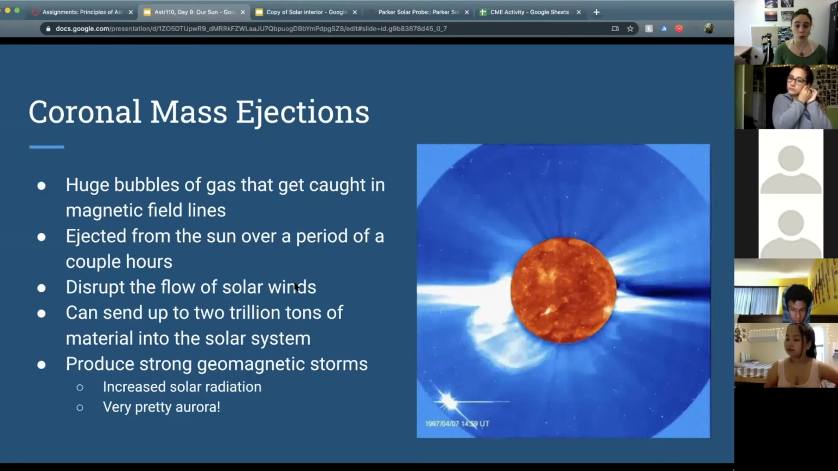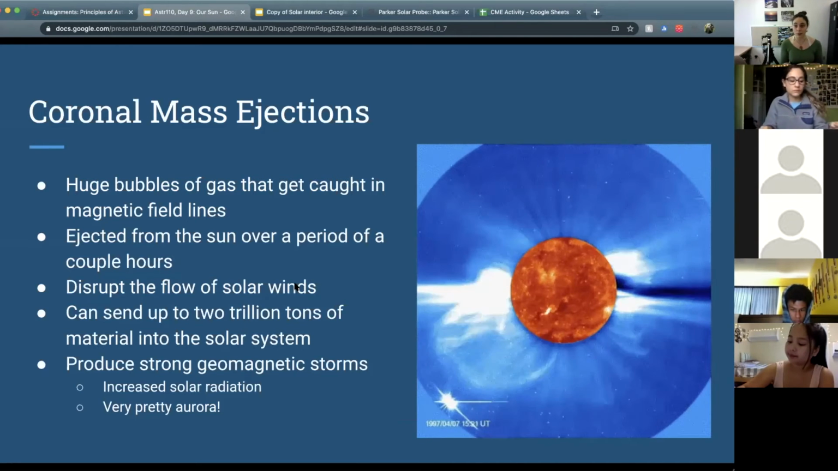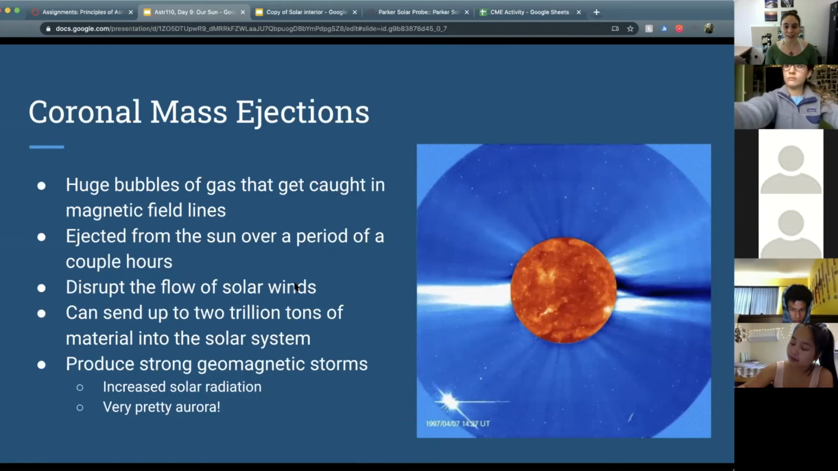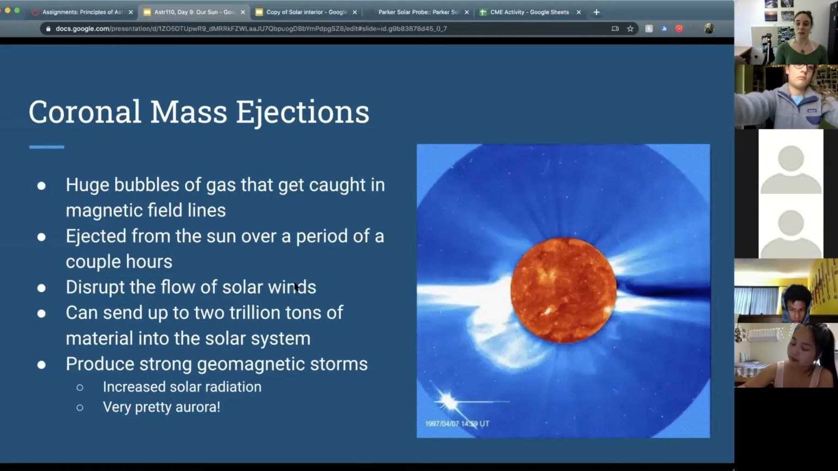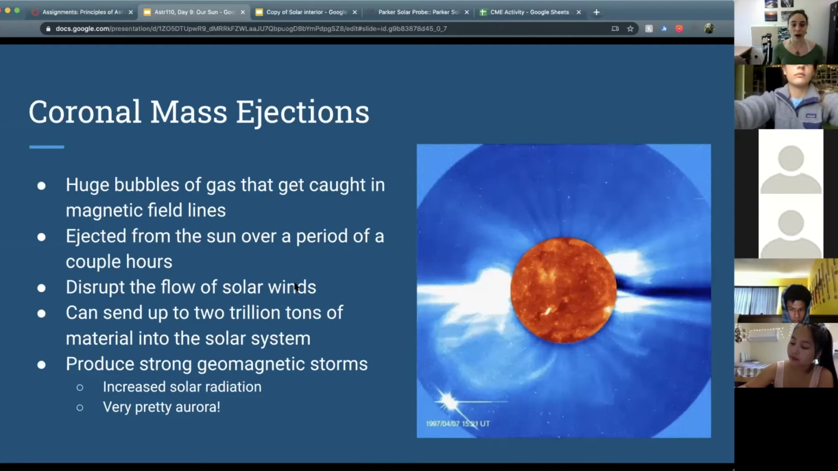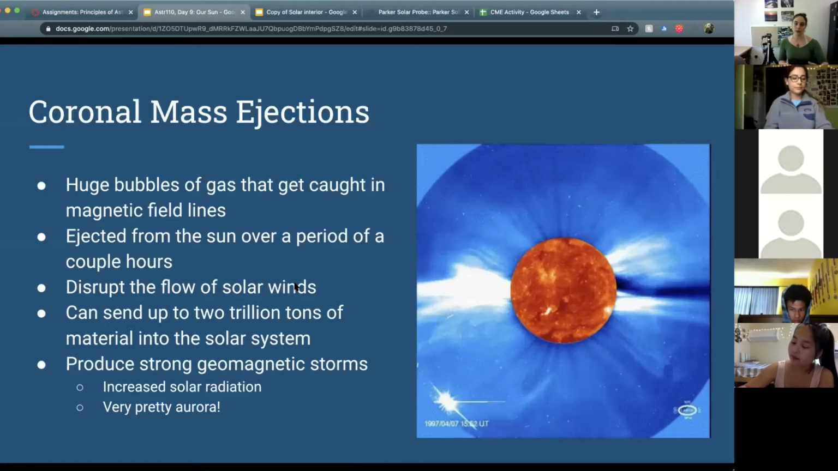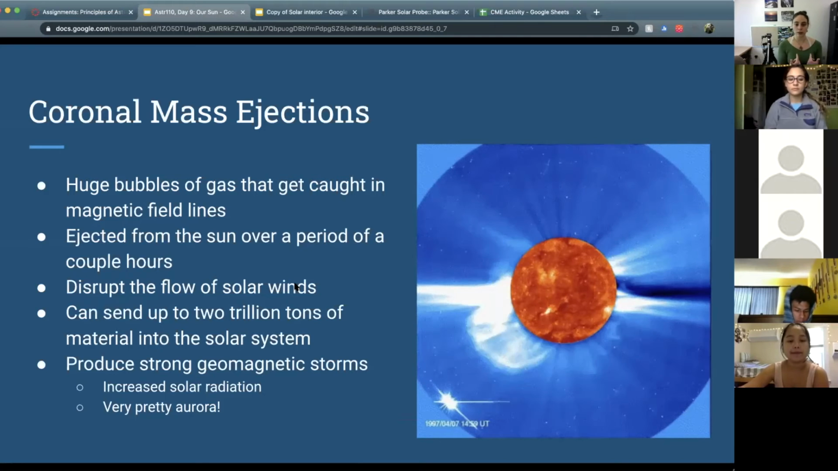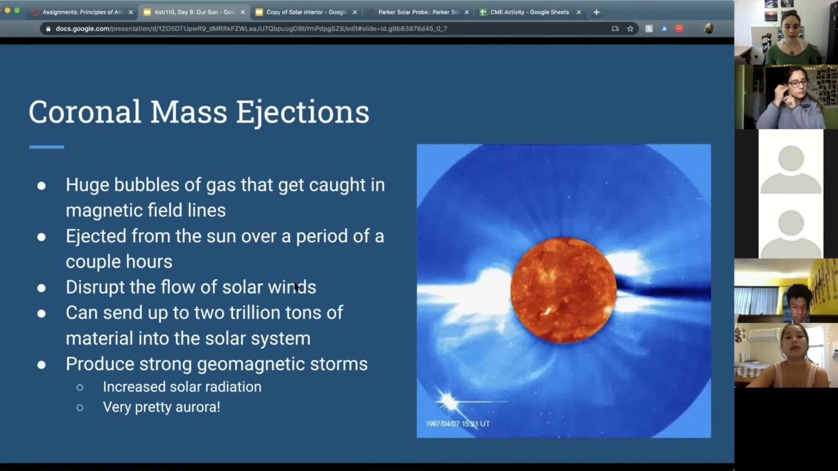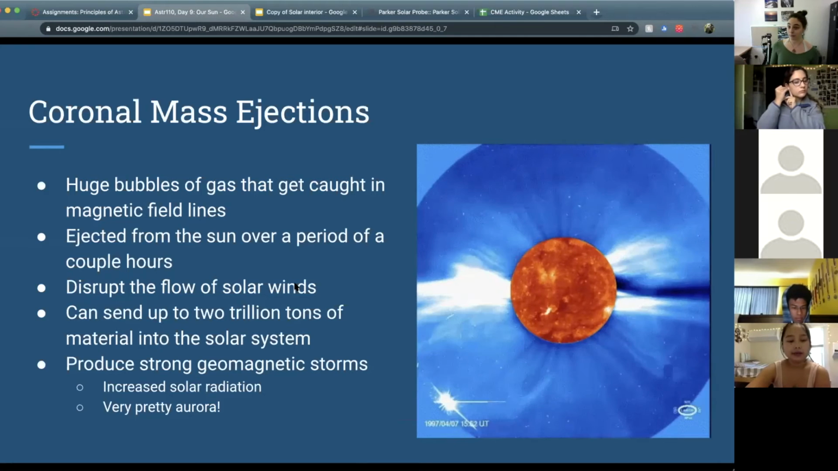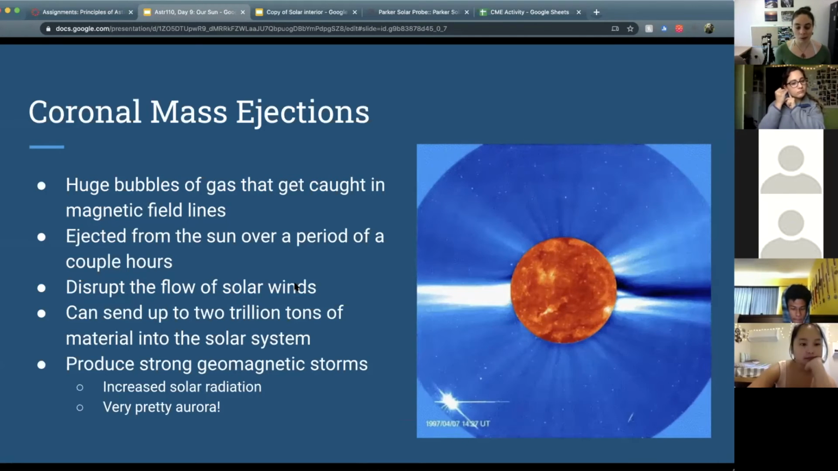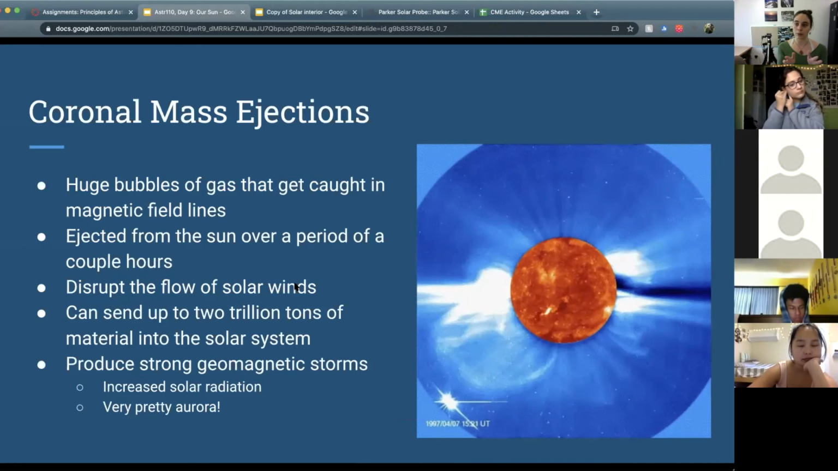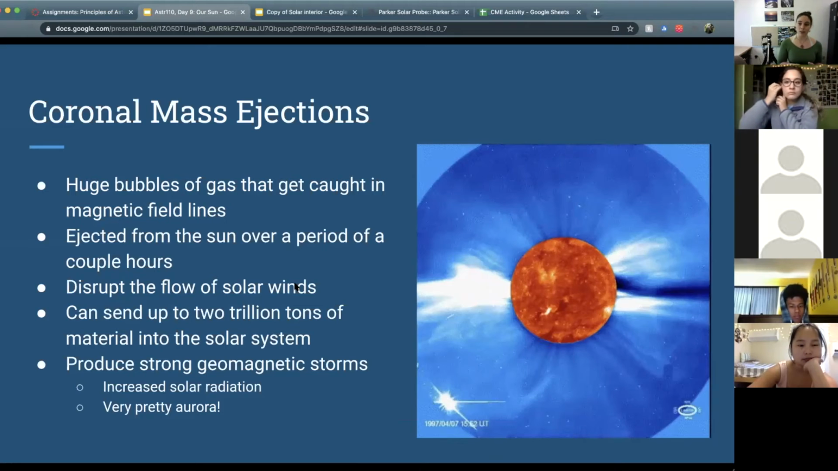They can send up to 2 trillion tons of material into the solar system. So one coronal mass ejection can eject 2 trillion tons of material from the sun, which is kind of crazy. And these things are also highly energetic. So if these coronal mass ejections are coming towards us here at Earth, they can produce kind of crazy geomagnetic storms, which will generate beautiful aurora. So we get really intense aurora at the North and South poles, also sometimes coming down into lower latitudes. But they can also disrupt electric systems.